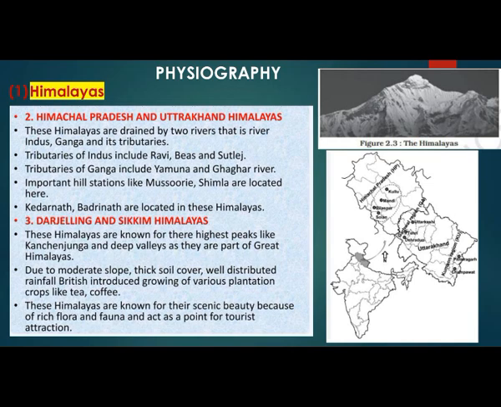Darjeeling and Sikkim Himalayas. These Himalayas are known for their highest peaks like Kanchenjunga and deep valleys, and they are part of the Great Himalaya. Due to modest slope, thick soil cover and well-distributed rainfall, the British introduced the growing of various plantation crops like tea and coffee. These Himalayas are known for their scenic beauty because of rich flora and fauna and act as a point of tourist attraction.